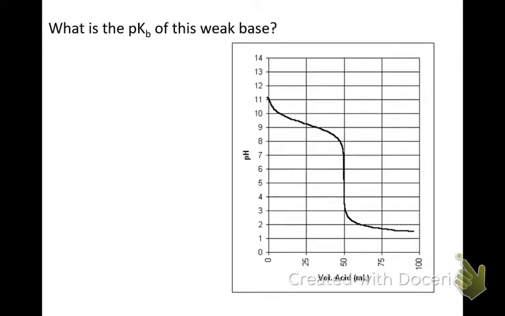If we have a titration of a weak base with a strong acid, then we can find the pKb of the base. So can you work out the pKb of this base? Okay, so we can find the half equivalence point. We see here that the equivalence point is 50 milliliters, so the half equivalence point is 25. That's where that inflection point is. And we see that the pH there is, call it 9.25.